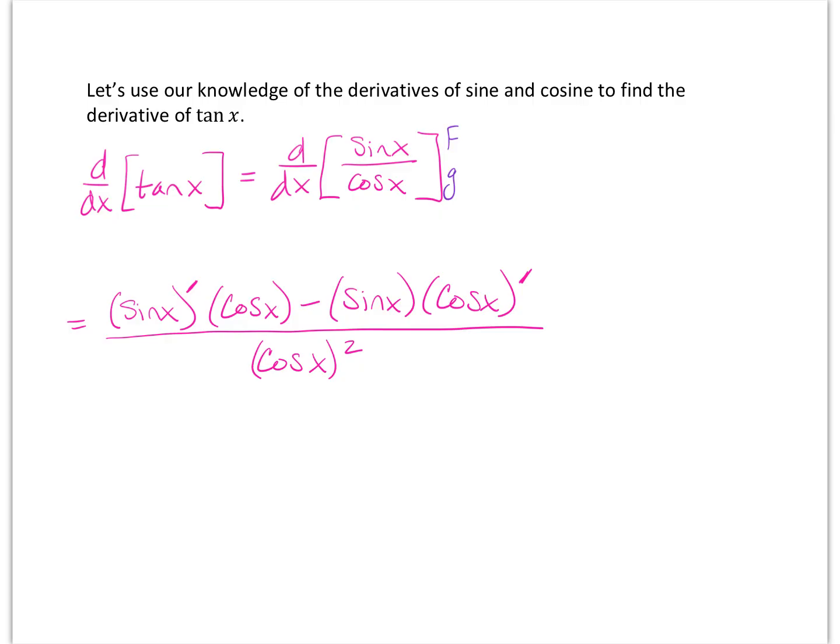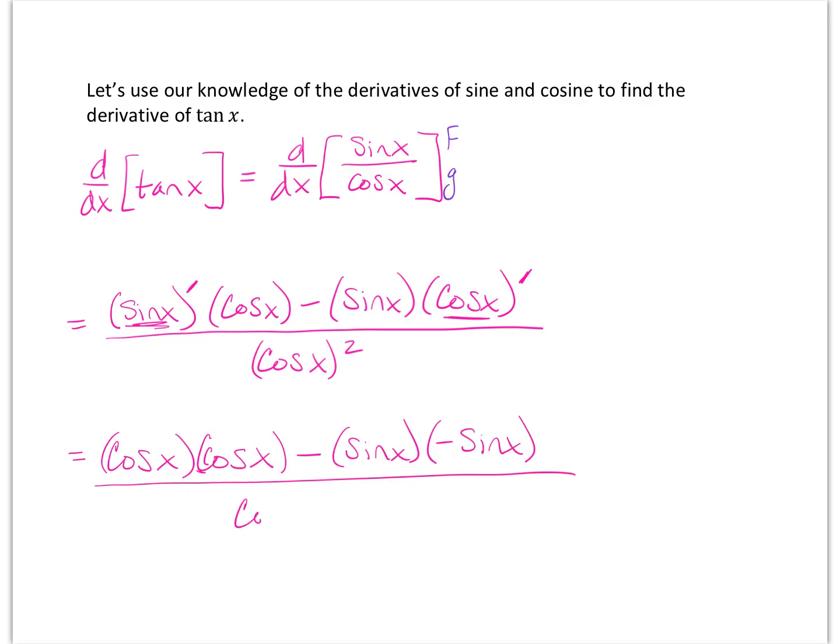Okay, and now I'm just going to take these two derivatives, the derivative of sine and the derivative of cosine. So let's see what that comes out to. This is going to be cosine x. Derivative of sine is cosine. So I have cosine times cosine minus sine x times the derivative of cosine, which is negative sine, all over cosine squared x.